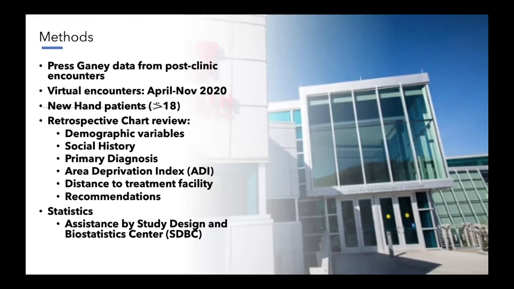Pertinent social history data points were collected, including smoking and drinking history. Primary diagnoses were collected as well and stratified according to common designations such as tendinitis, fracture, arthritis, nerve mass, or Dupuytren's. We also collected data through the area deprivation index. We calculated the distance from the closest treatment facility and also the final recommendations at the conclusion of the virtual visit, including whether surgery was offered, an in-person visit was recommended, no follow-up required, or other therapeutic or diagnostic modalities such as advanced imaging, splinting, or therapy.